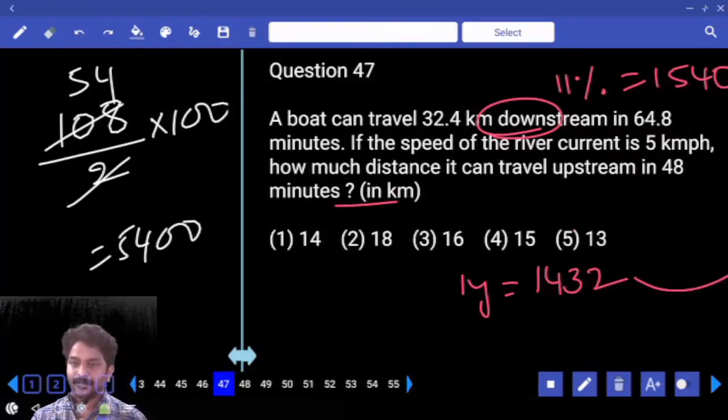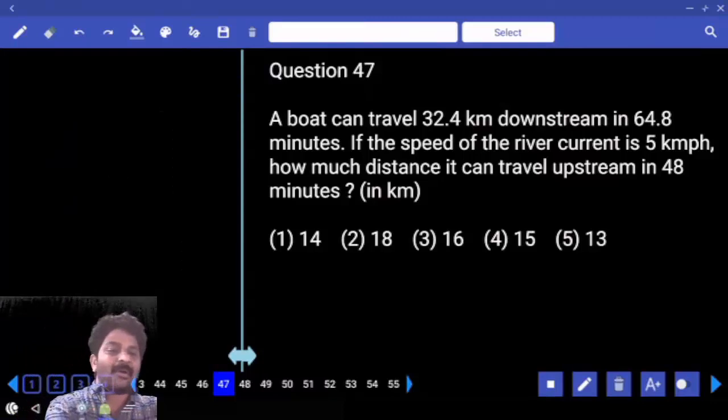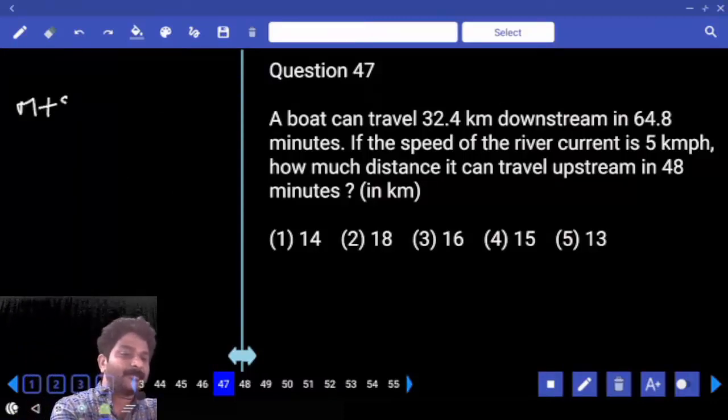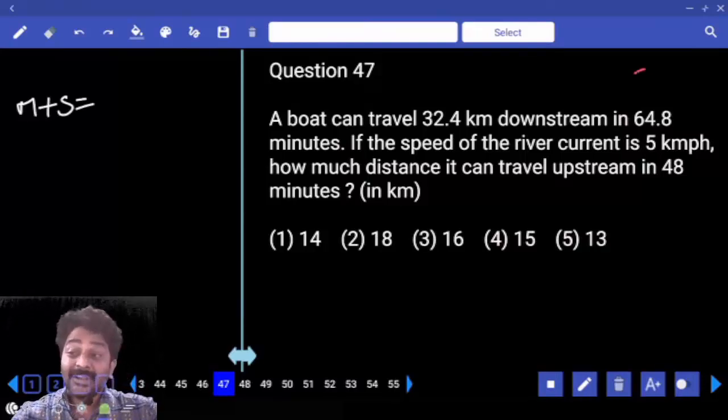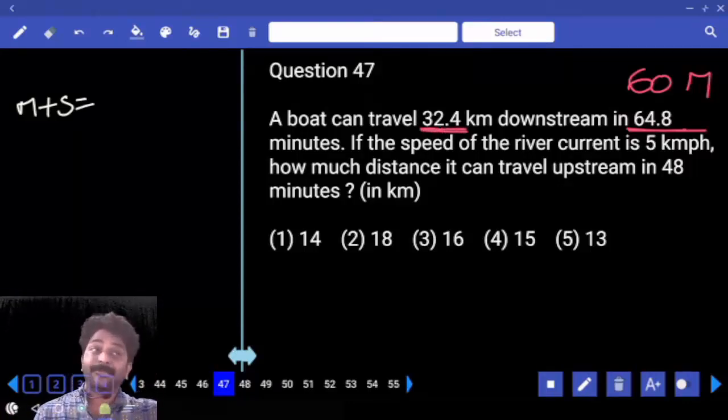Next. A boat can travel 32.4 kilometers downstream in 64.8 minutes. So how do we calculate downstream speed? We will convert it to 60 minutes. In 64.8 minutes, distance covered is 32.4. What is the relation between 64.8 and 32.4?